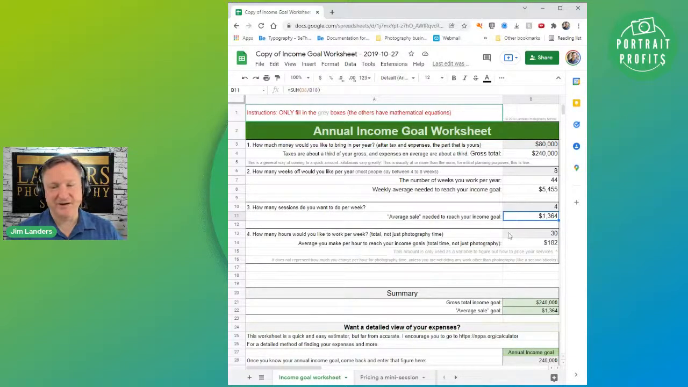Average sale, 1,300. Number of hours, 30. Simple math tells me in this scenario, you are worth $182 for every single hour you work. Every one of them. Not photography time. This is not photography time. This is total time. The entire creative process that we talked about earlier. Total time is worth $182 an hour. So Rick, when you said 200, these are pretty much your numbers.